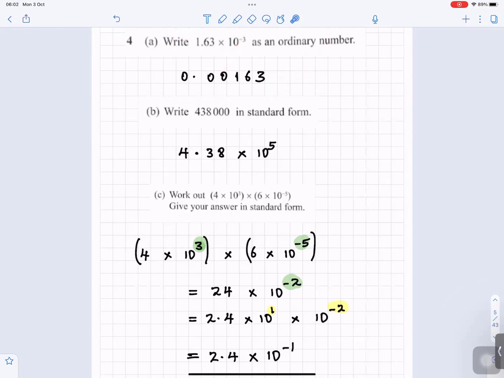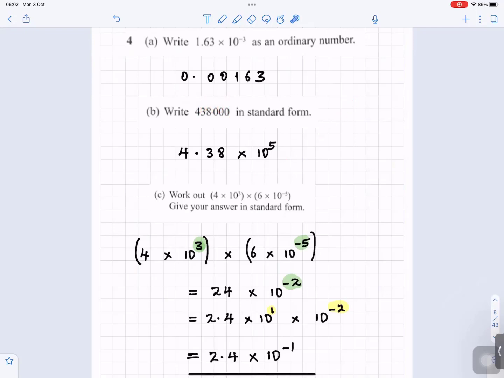Write 438,000 in standard form. You put a decimal point after the first number and count 1, 2, 3, 4, 5. So it's 4.38 times 10 to the 5.